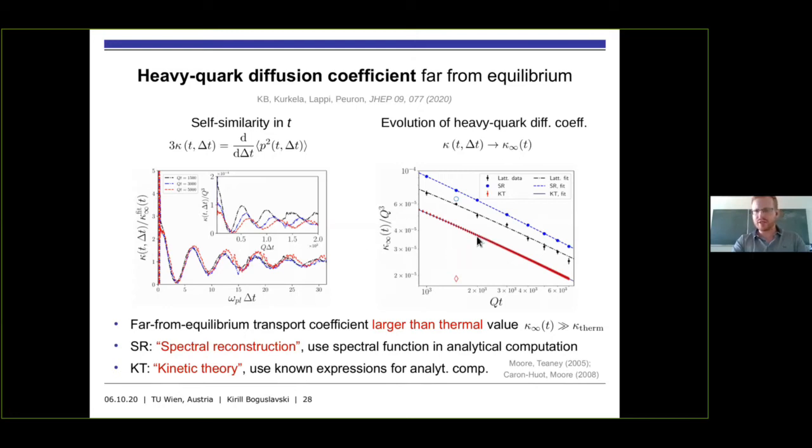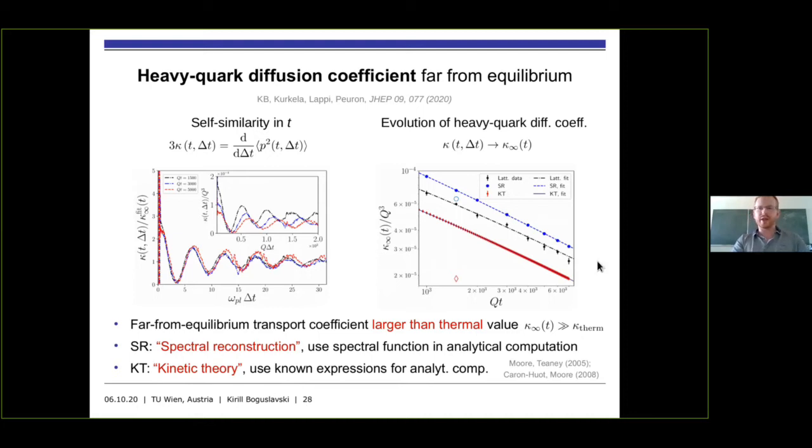Now, the heavy quark diffusion coefficient is shown here on the right-hand side for different times, again in this out of equilibrium situation, and there are several things one can find. The black dots are the lattice results, and this is a fit function that works pretty well, which is in accordance with what one would expect perturbatively. What you find is that this heavy quark diffusion coefficient is always larger than the thermal value, unless the system thermalizes, then it actually gets the thermal value.